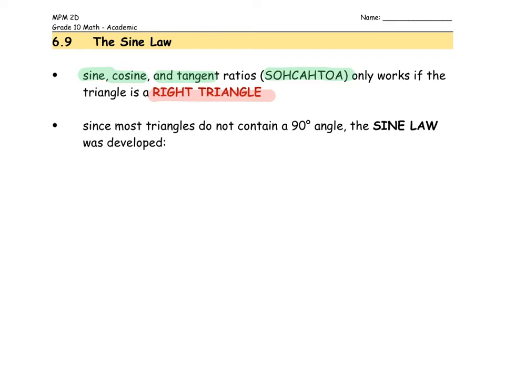So unless your triangle has a right angle, you can't use sine, cos, and tan. That's a problem if the problem that you're trying to solve involves a triangle without a 90-degree angle. For that reason, two laws were developed: the sine law and the cosine law. We're going to look at the cosine law tomorrow, but today we're going to look at the sine law.